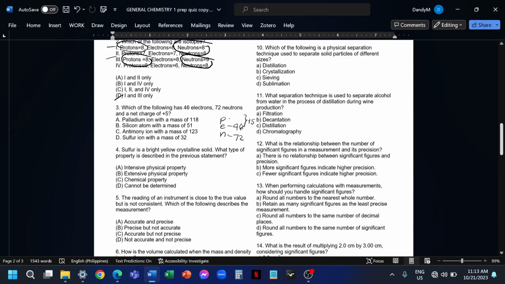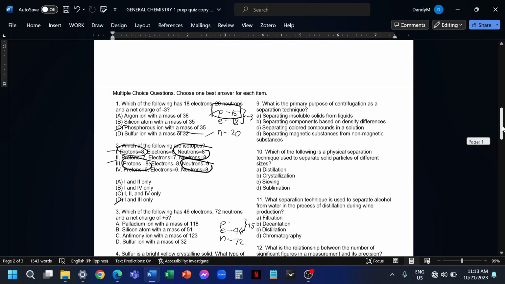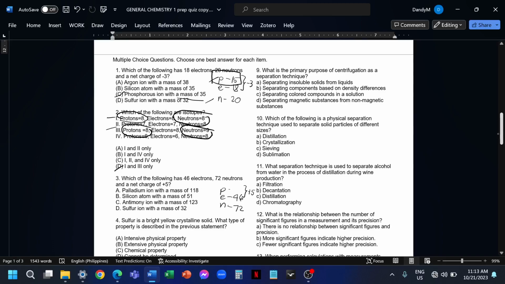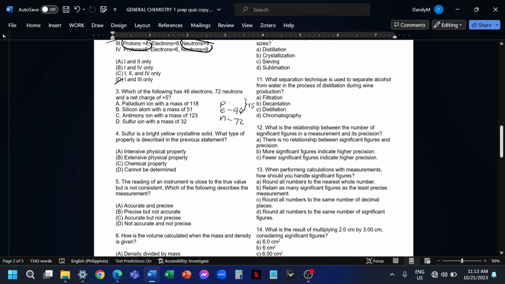So this is positive because we have more protons compared to the number of electrons, by 5. So that's how we interpret this charge over here. The same thing with the first one. This is -3 because we have more electrons, by 3. So in this case, we have 5 more protons compared to the electrons. So that makes the number of protons here 51.